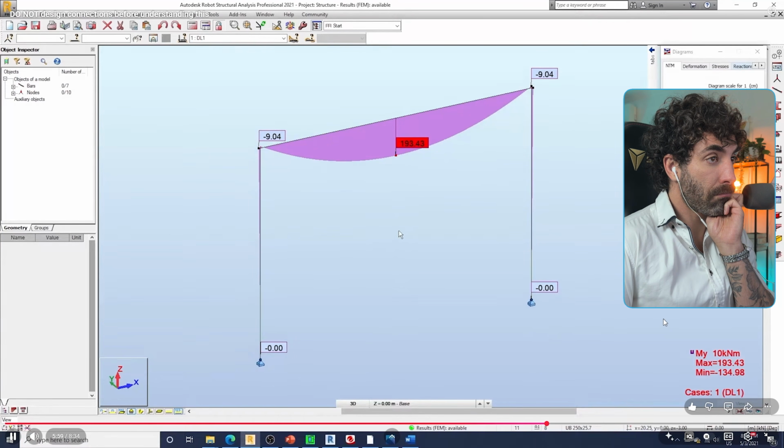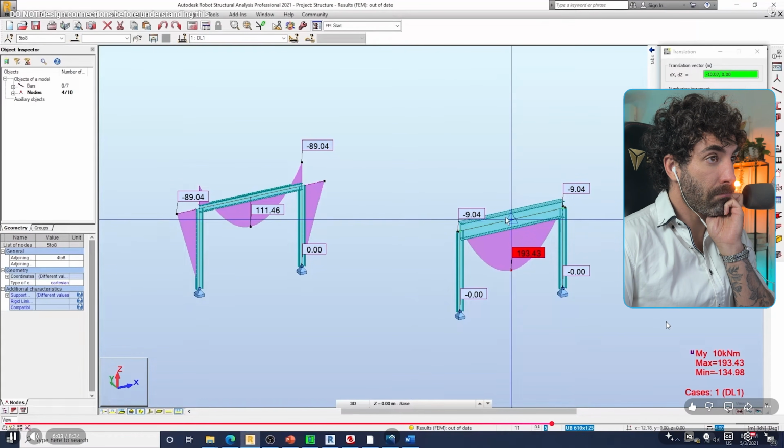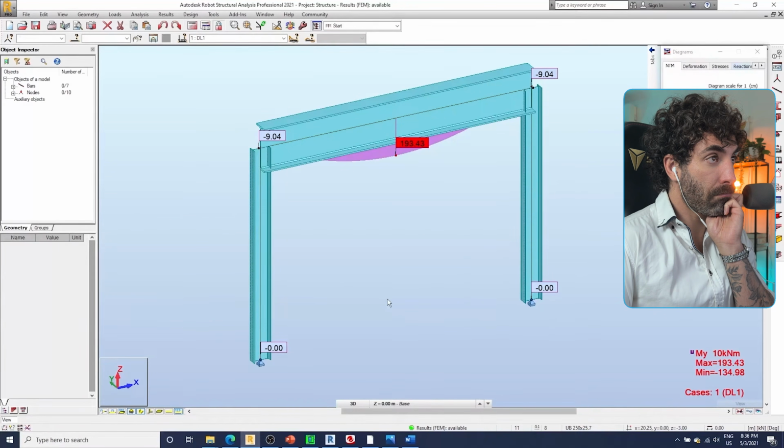We went from 89 kilonewtons meter to 9 kilonewtons meter, and this happens because now you have a stiff beam supported by a relatively flexible column. In any structural system, the internal forces are distributed among the structural elements according to their relative stiffness. You can imagine a reinforced concrete beam supported by a column made of gummy bears.